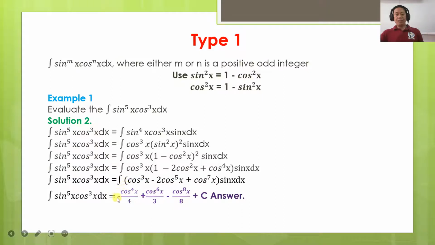Kaya dito, we have negative cosine x to the fourth power over 4. This is magiging positive na kasi may negative ng dati. And since yung 5 dadagdagan natin ng isa, magiging 2 over 6, i-simplify na natin, that is cosine x to the 6th power over 3. And then this is minus cosine x to the 8th power over 8 plus c. And that's it. May sagot na po tayo.